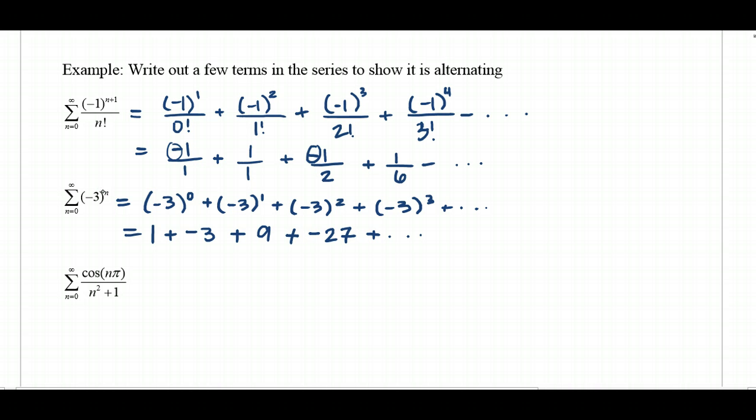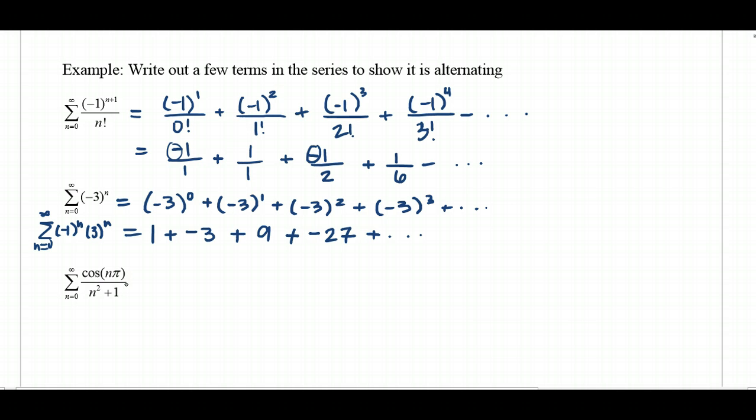Now, I don't in general see the (-1)^n or the (-1)^(n+1) here, but I could have rewritten this series as the sum from n equals 0 to infinity of (-1)^n times 3^n. So this is another way I could have written this series so that I could explicitly see the (-1)^n part that will make my series alternate in sign.